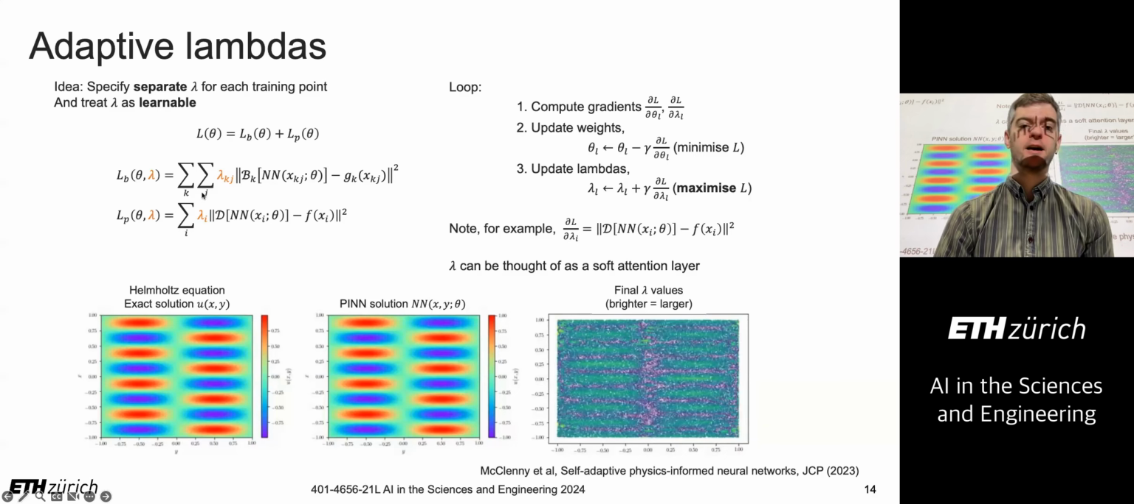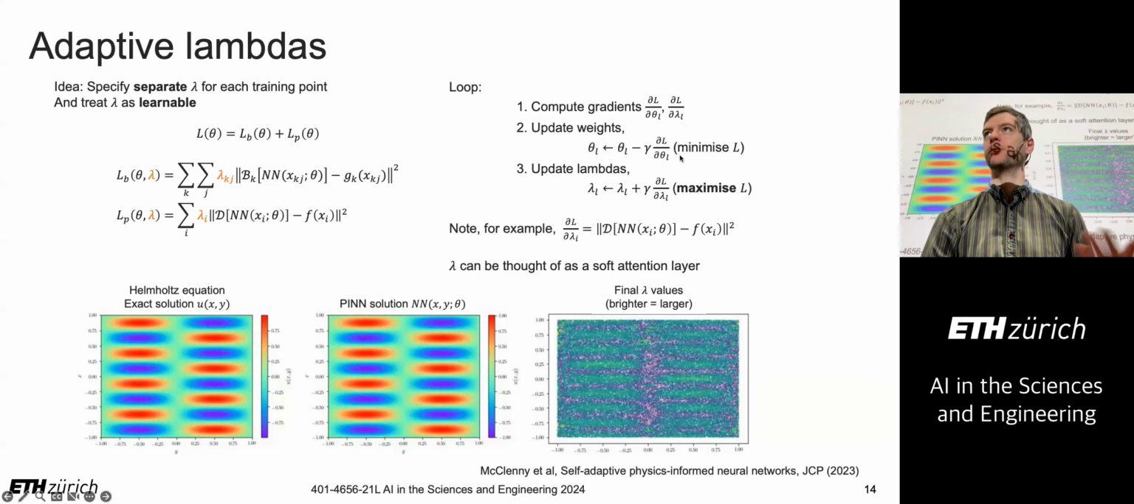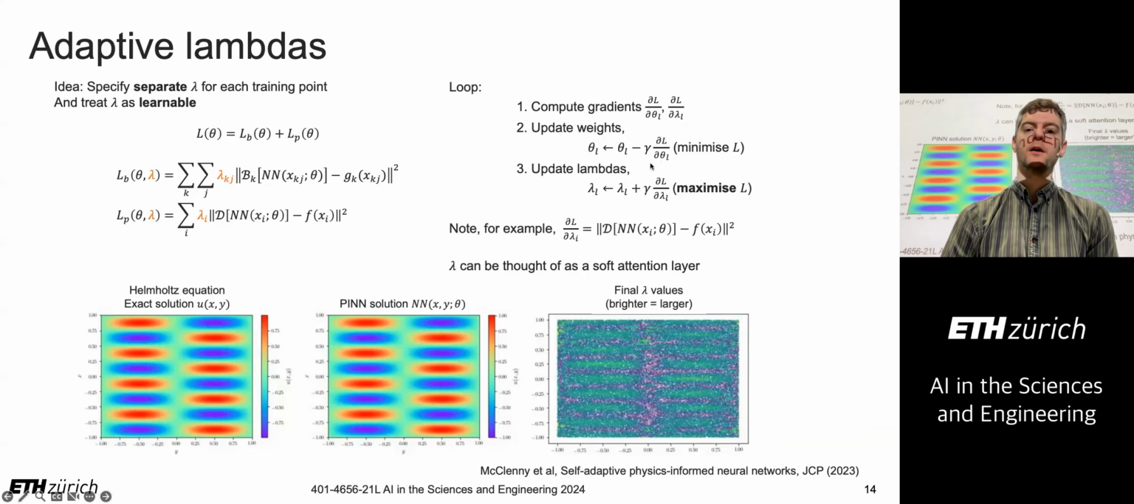So how do they learn these? Well, they do this kind of two level optimization, where you first update the weights of the PINN just like normal, by differentiating through the loss function. But then you take a step where you update the lambda values, and you do this by doing, instead of gradient descent on the loss function, gradient ascent on the loss function. So why does that make sense? Why would you update the lambda values using gradient ascent?